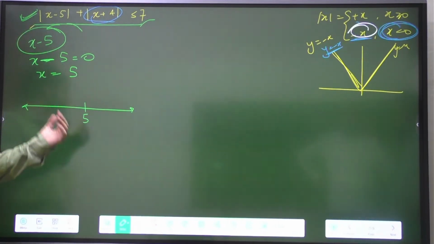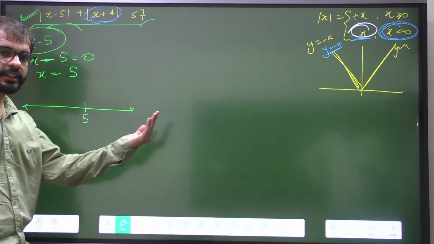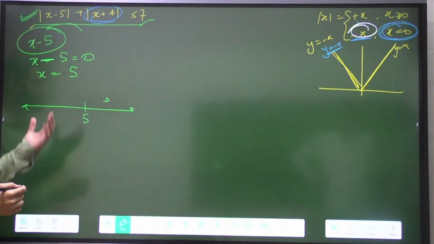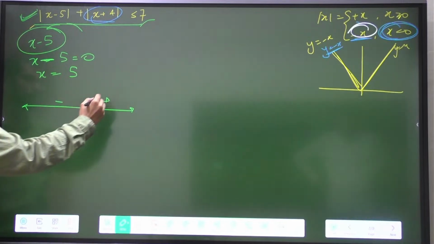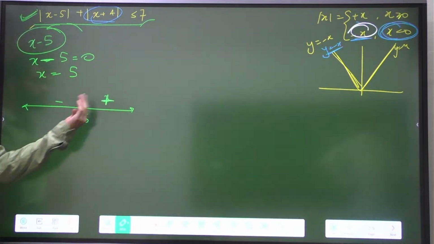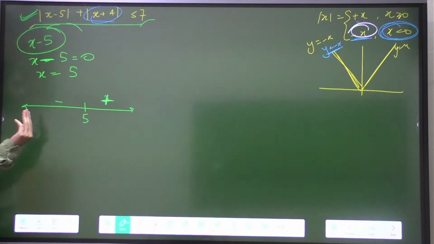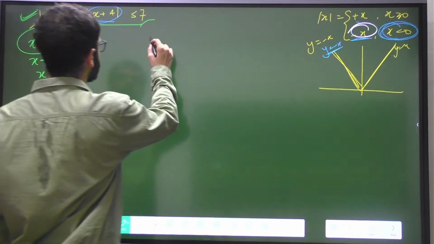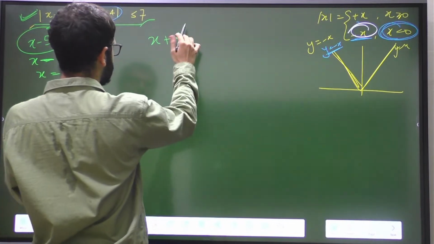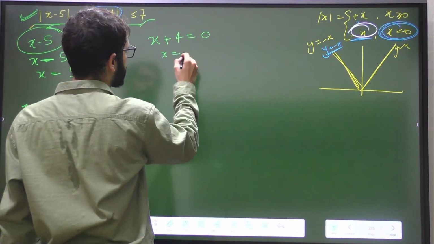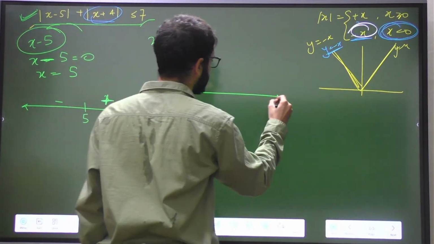So if I input anything greater than 5, then this expression is always going to be positive, and if the input is less than 5, then it is going to be negative. Let's look at the second one, that is x plus 4. If I have to find the factor, I'll say x plus 4 is equal to 0. Ultimately, I'll say x equal to minus 4 is a factor.